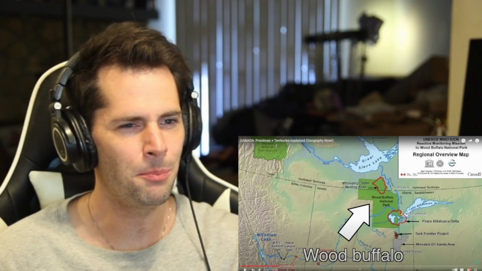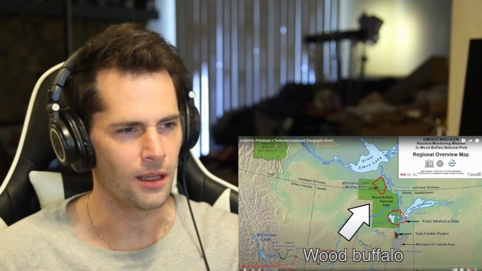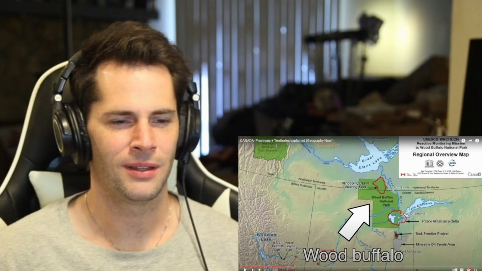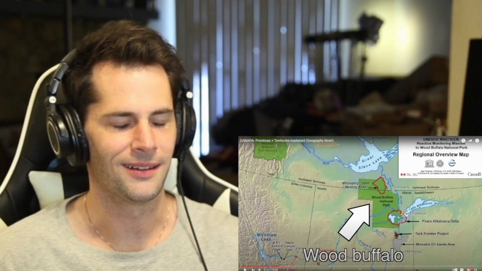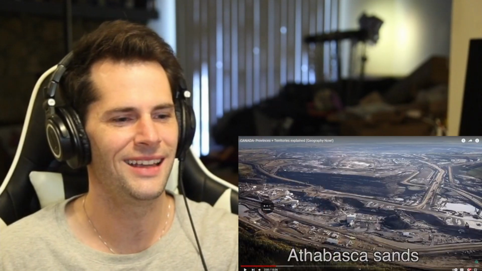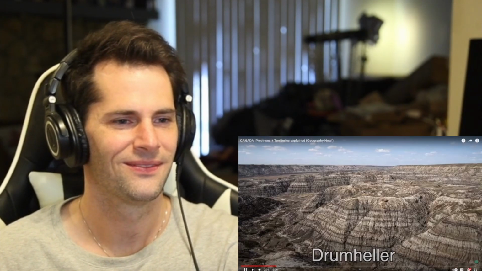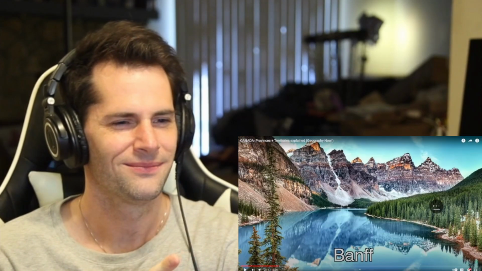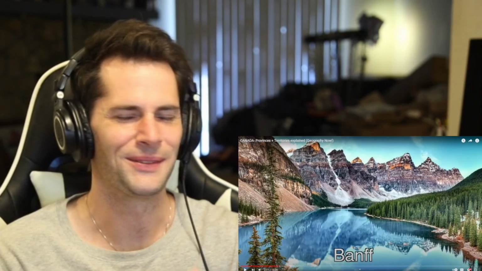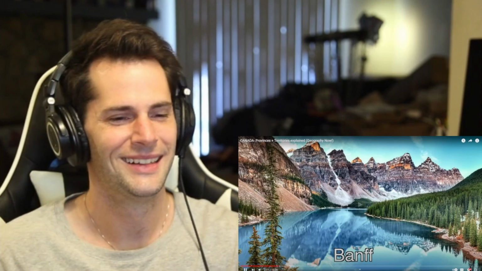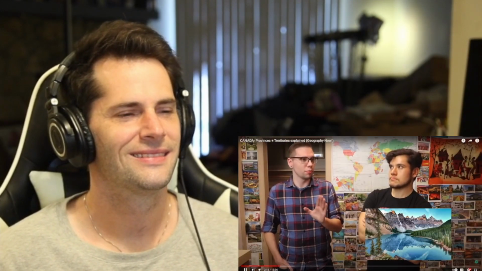It's Wood Buffalo. Really? And it's funny hearing what these Canadian places are known for. Known for energy and, what else did he say it was known for? Drumheller has that strange-looking rock formation place. It's also known as the dinosaur capital of the world. That's what it was. The dinosaur capital of the world. Cool. Banff National Park, which is arguably one of the most beautiful parks.